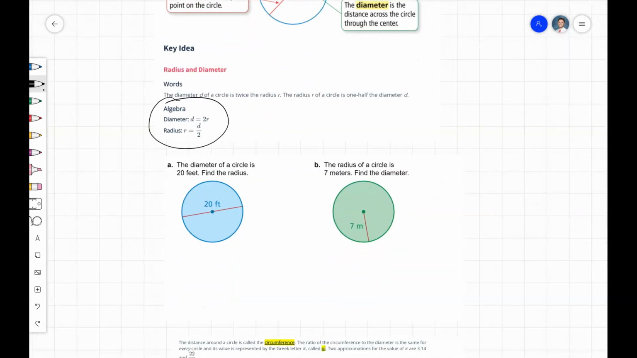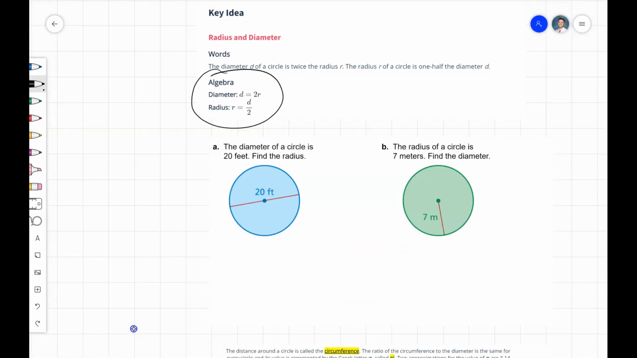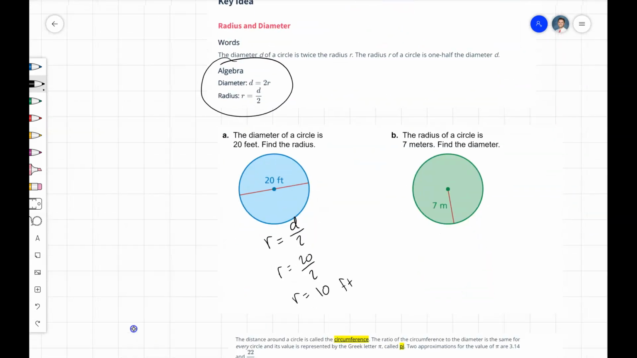So we can practice how to actually calculate those when we have one and not the other. For example A, the diameter of a circle is 20 feet, and we want to find the radius. We know the radius is equal to the diameter divided by 2, so that's 20 divided by 2, which is 10 feet. In example B, we're given the radius of a circle is 7 meters, and we want to find the diameter. Remember that the diameter will be equal to 2 times the radius, so 2 times 7, we get 14 meters. That's our diameter for this green circle.